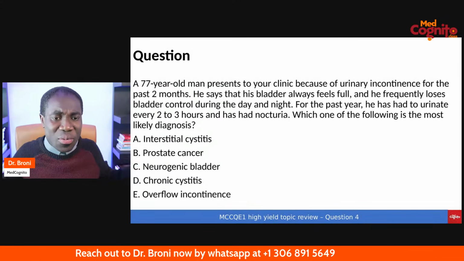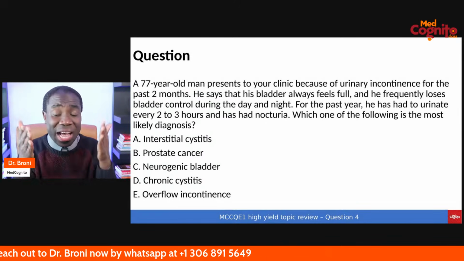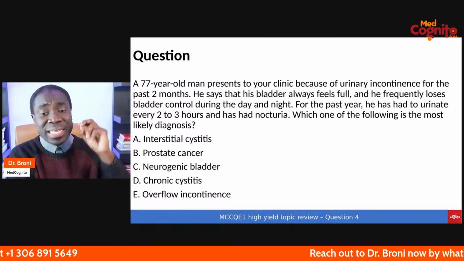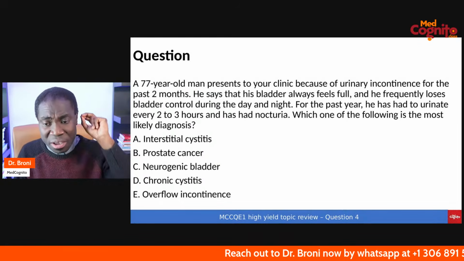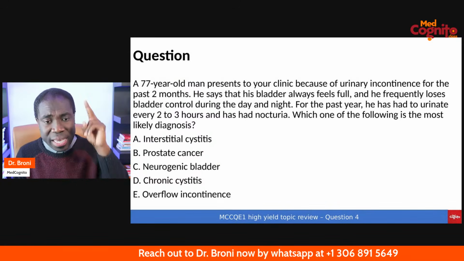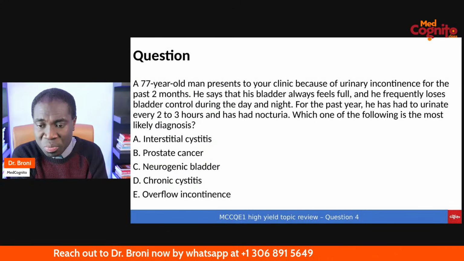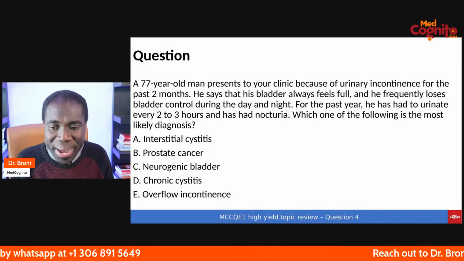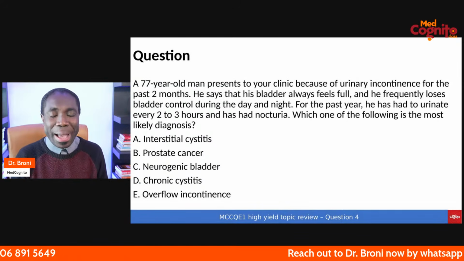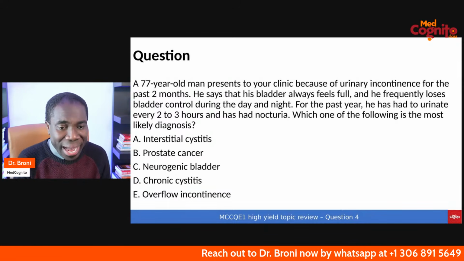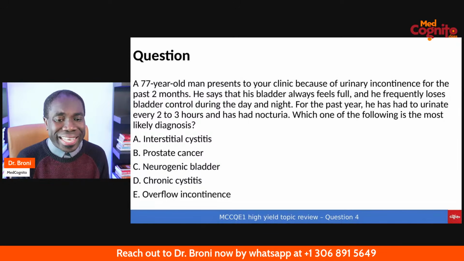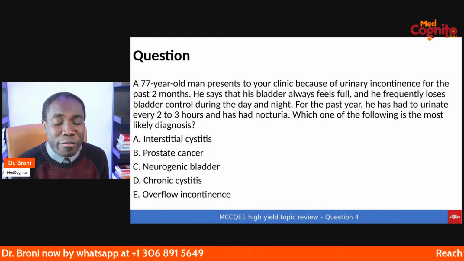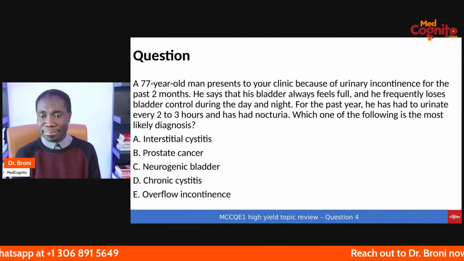So if you want to see the way the medical council sets questions, this is how they set their questions, right? It's a reflection of what is happening in the free resource. That is why I want you to use this very, very well. Number 1, interstitial cystitis. Number 2, prostate cancer. Number 3, neurogenic bladder. Number 4, chronic cystitis. And number 5, overflow incontinence.